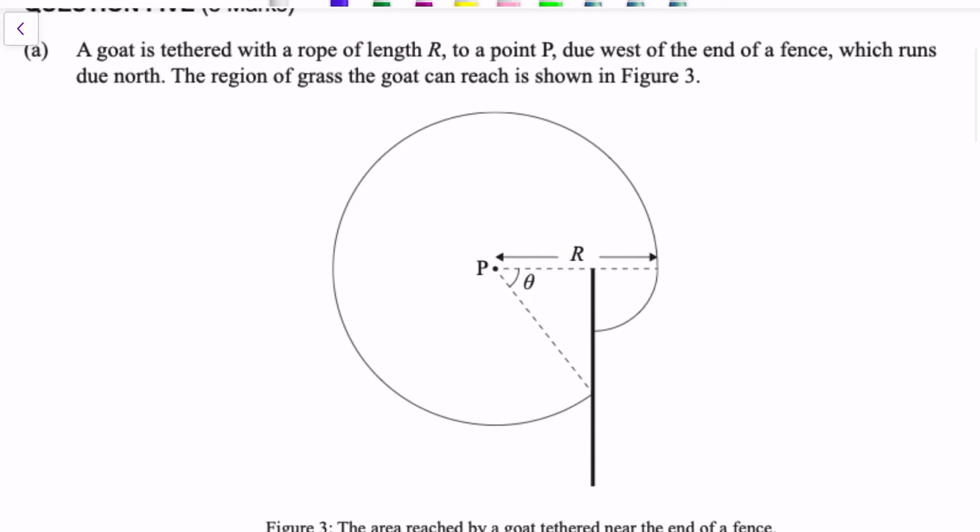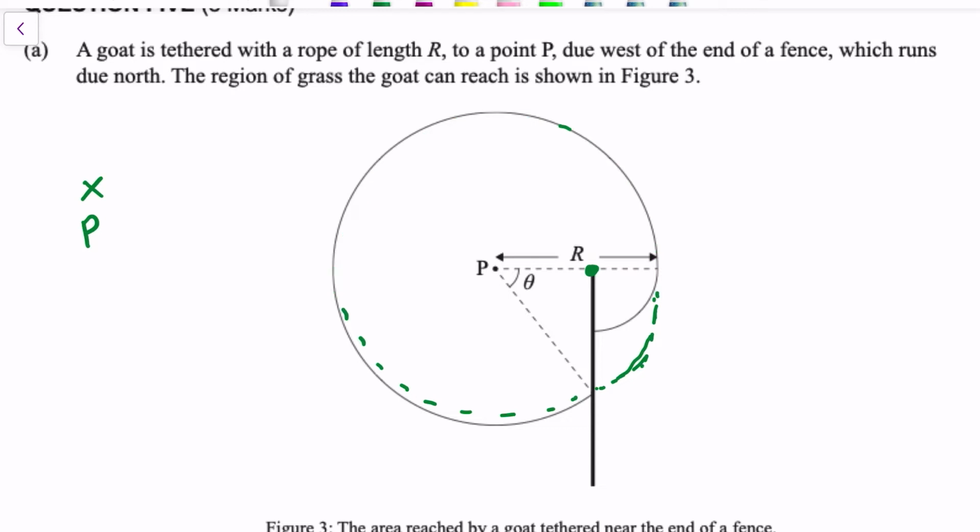tethered with a rope of length R to a point P. So the fact that there's a fence there blocks the goat from being able to access all parts of the paddock. So it roams freely around in a circle as far as possible, but when it gets to this point here, it doesn't continue with the circle because the fence shortens the rope and cuts it off. Likewise, if the post P was all the way over here, then the goat could run around in circles and the fence wouldn't come into play at all.